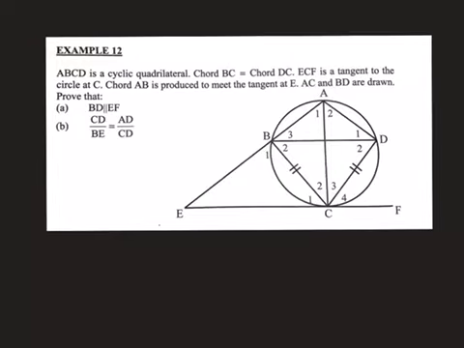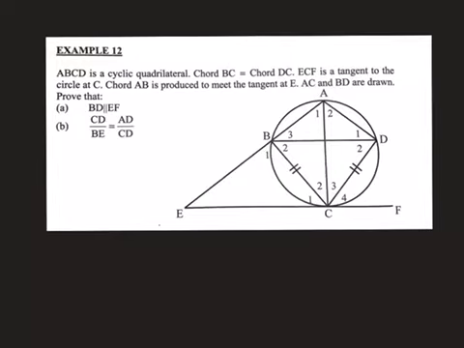So example 12 is just a bit harder. So is example 13. Again, they don't tell you which triangles to prove similar. You've got to figure it out, and there's just more information. So let's go through it.